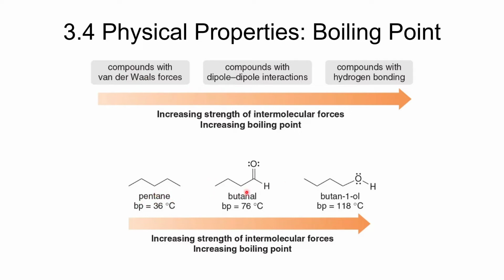So here we've got pentane, butanal, and butan-1-ol. And what we're going to find is, again, these are about the same size, but pentane is only capable of the van der Waals interactions and has a boiling point of 36, which is relatively low. Butanal, with its dipole-dipole interactions, has a boiling point all the way up to 76, which is much higher. And then the butanol, with its OH there, has a boiling point of 118, and that is substantially higher. And there, of course, the hydrogen bonding is involved.